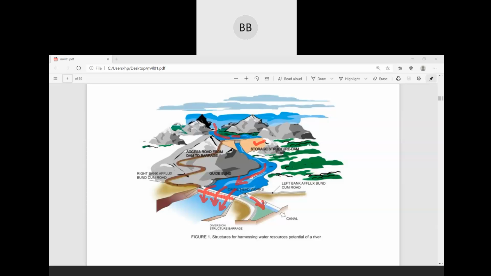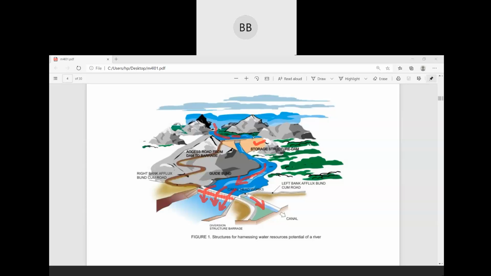Always remember, when we design a dam or a barrage, we have to release some amount of water to the downstream end. You cannot store the whole water, or you cannot divert the whole water. Those things you have to consider during the design of this structure, for barrage and also for a storage structure, that is, a dam.